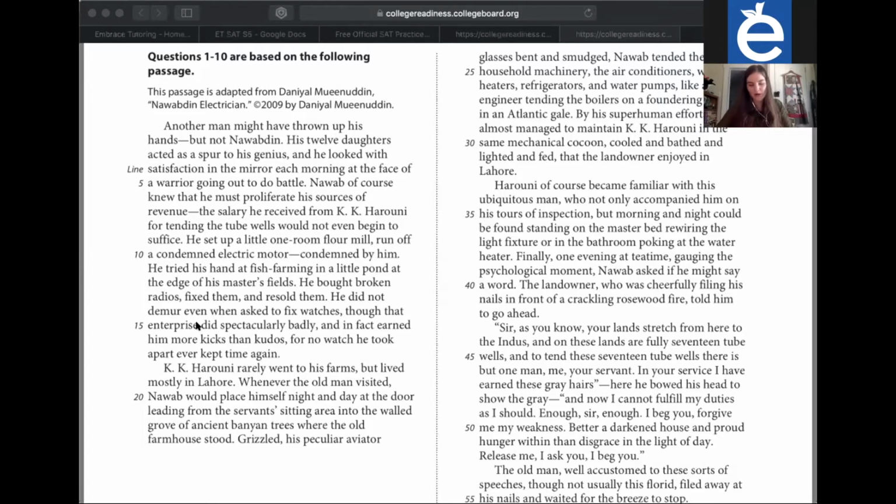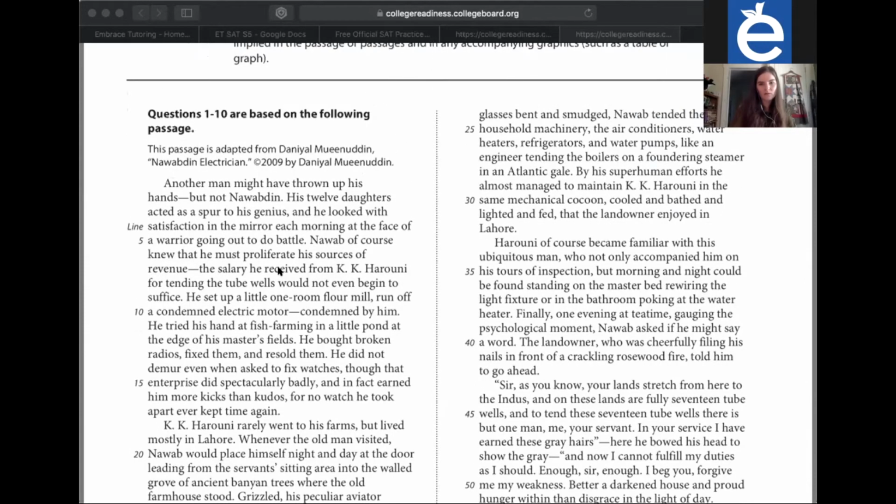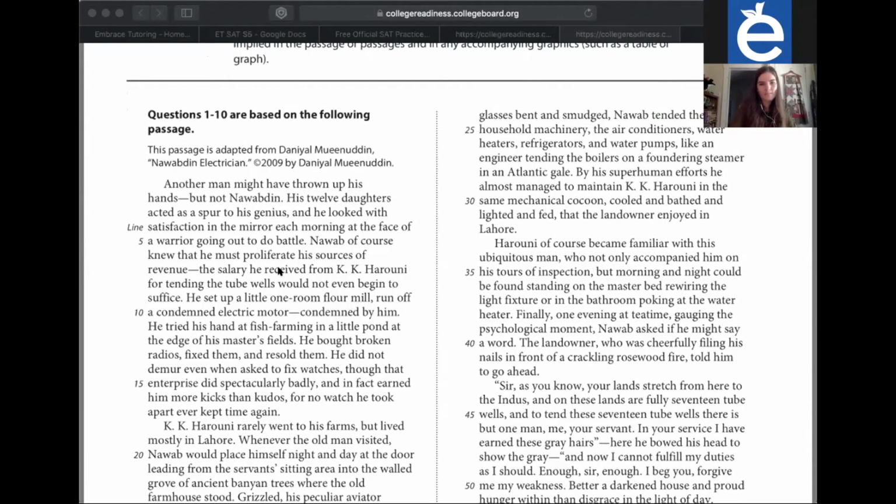So in the first paragraph, the reader is introduced to Nawab, who is a father of 12 daughters who feels compelled to make more money to care for his family, right? They say in here, let me see if I can find it. He must proliferate. I know that's where it begins. So basically, he must proliferate his sources of revenue. The salary he received from KK Haruni for tending the tube wells would not even begin to suffice.